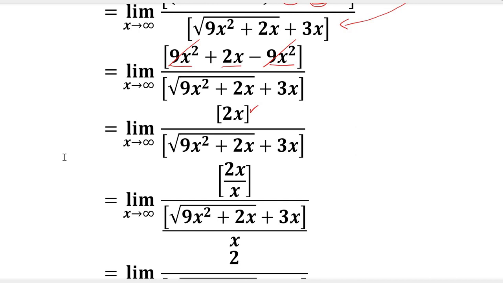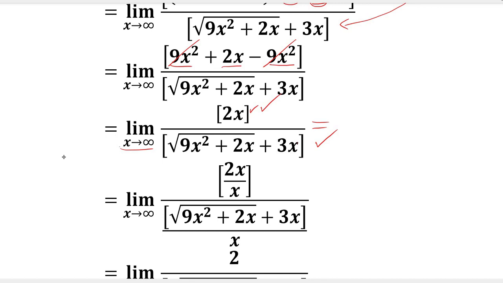So there is a rule that if you have a fraction and x approaches a limit, this limit is the same as if you divide by the highest power of the denominator. So what is the highest power of the denominator? In the denominator, the highest power of x is x, because here is a square root, so it cancels out the square. So we divide the numerator and denominator by x.